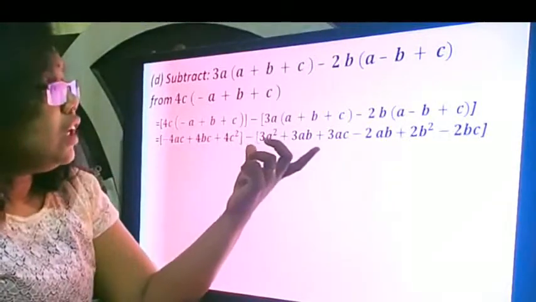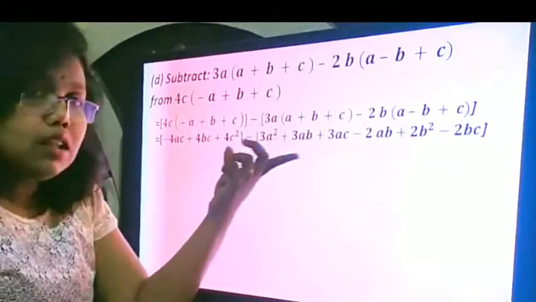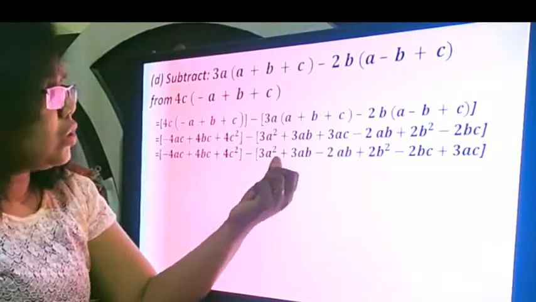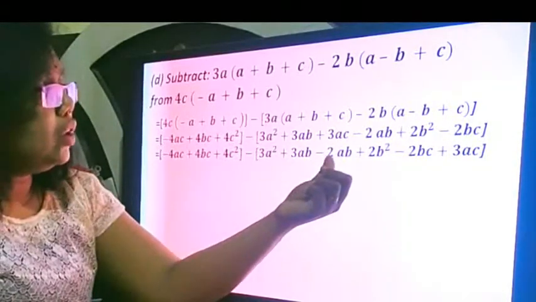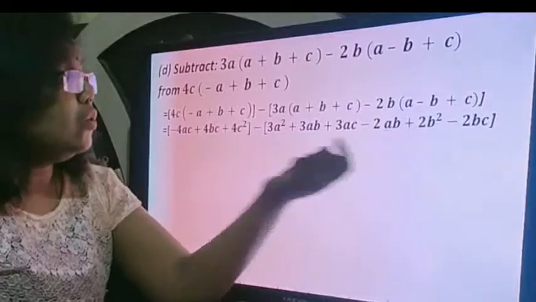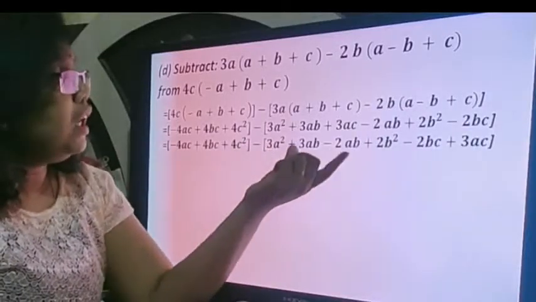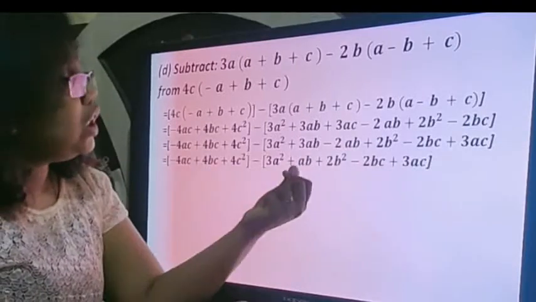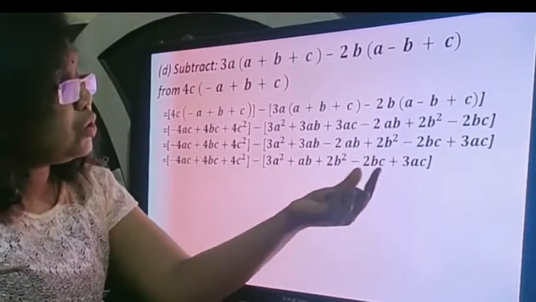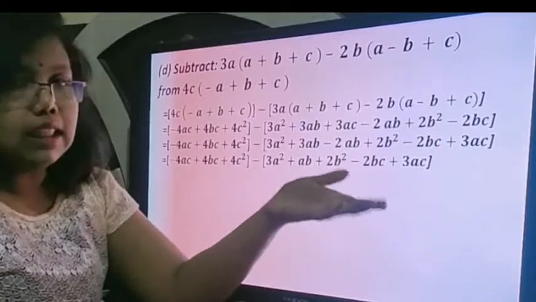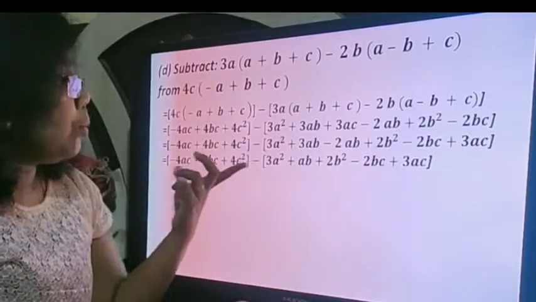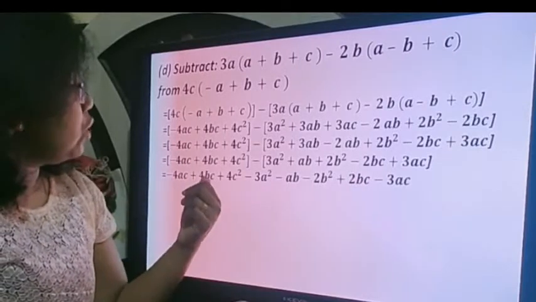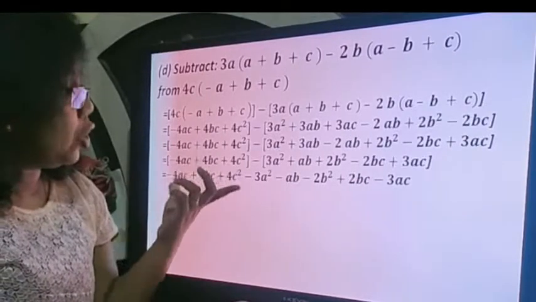Now here we have certain like terms inside this itself. So what happens is 3a square minus 3ab minus 2ab, positive and negative. So next step would be 3ab minus 2ab. Rearrange here itself so that you don't get confused. So it is positive 3ab plus 2b square minus 2bc plus 3ac, as it is, the remaining are same. Now open both the brackets. So you get minus 4ac plus 4bc plus 4c square, the bracket opened here.